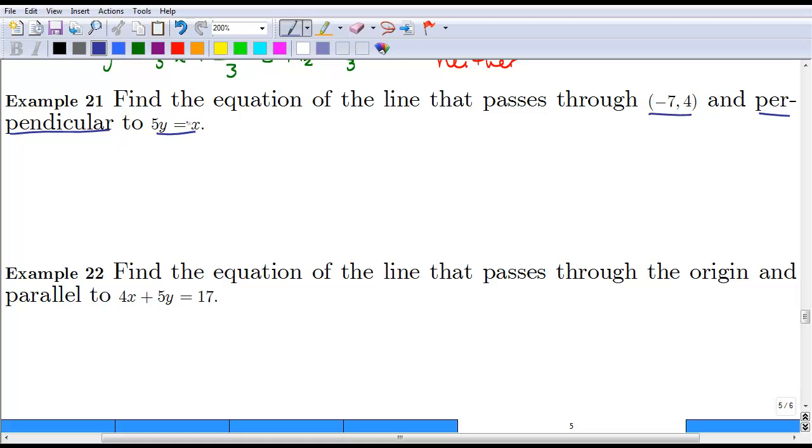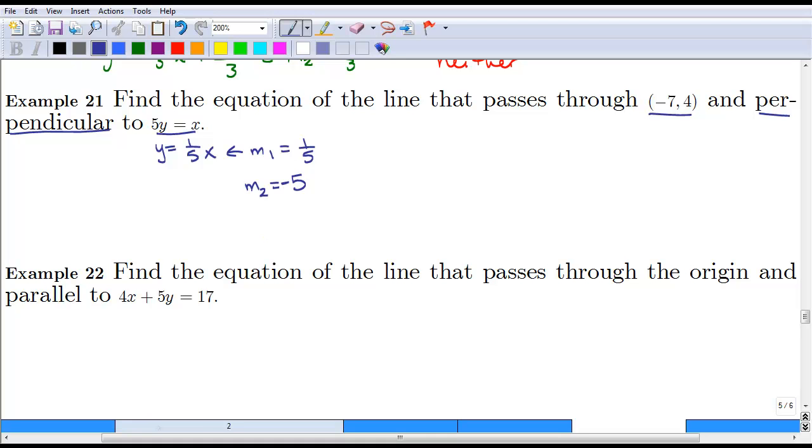So in this case, the first thing we need to do is solve that line to find our slope. Essentially we need to divide both sides by 5, so y is equal to 1/5 x. In this case, our m1 is 1/5. Now if we want to find the line that is perpendicular to this, we need to flip this over, so we need to find a second slope. Flip that over to get the reciprocal as 5, change the sign, we get negative 5.